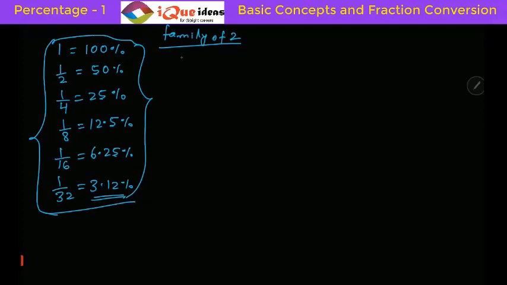Okay, so all these are very important percentages which you can directly memorize. Now what is the benefit of this? Let's say for example 3 by 2. We know it is 3 into 1 by 2. 1 by 2 is 50%, so it is 3 into 50, which is 150%.